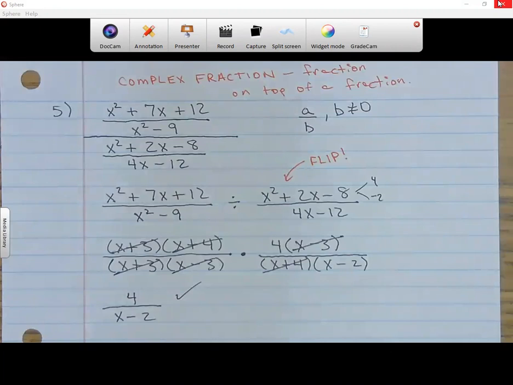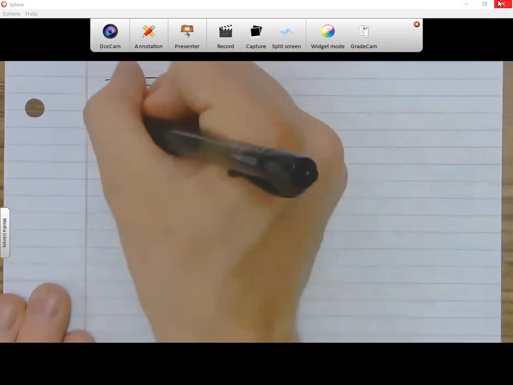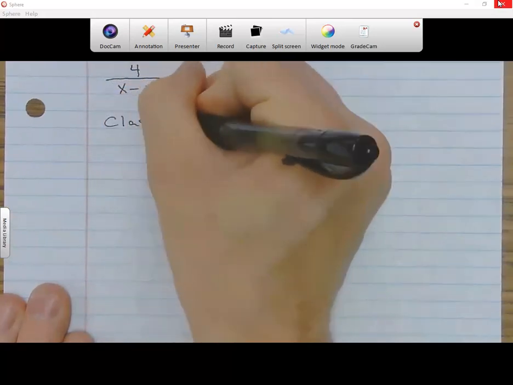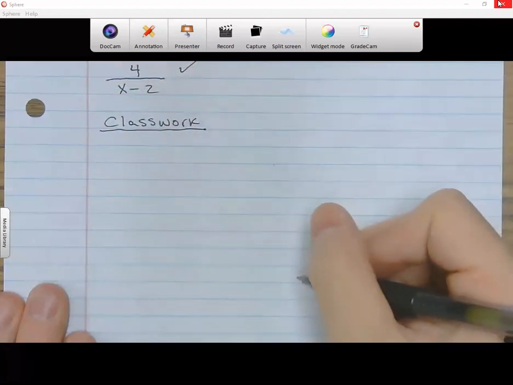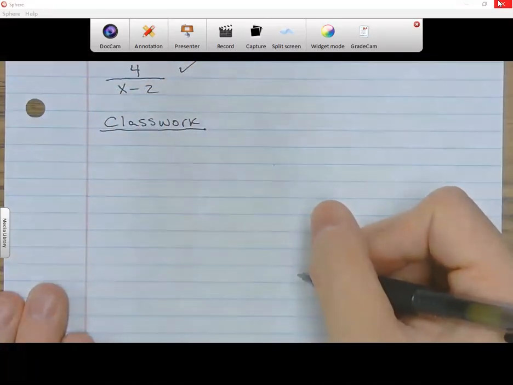Since I'm done with the problem set, let's go ahead and work on 2 problems from the classwork. And the 3 that we don't get to, that's going to be for your homework. Okay, classwork. Okay, let's do 1 and 4.